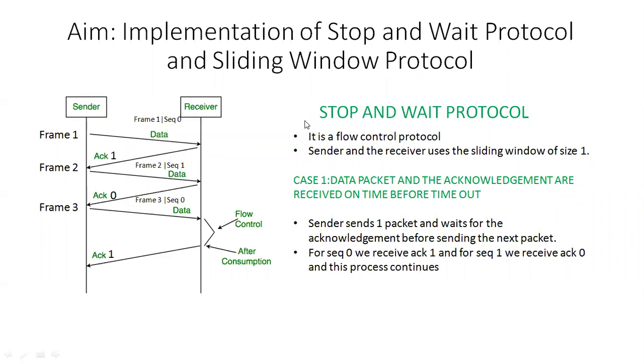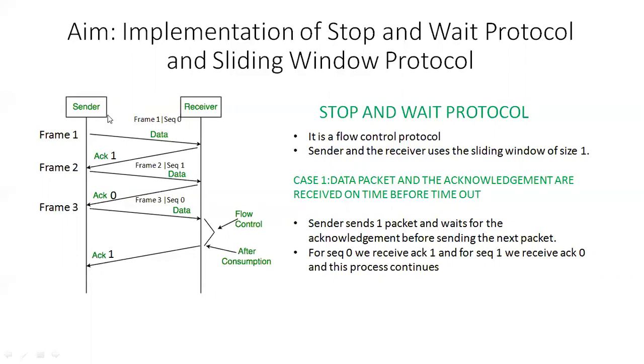Stop and Wait Protocol is a flow control protocol and it is one of the versions of Sliding Window Protocol. So Sliding Window Protocol with a sliding window size of 1 is called Stop and Wait Protocol, which means Stop and Wait Protocol will have a sender and receiver window size of 1.